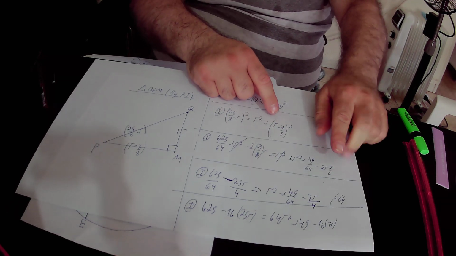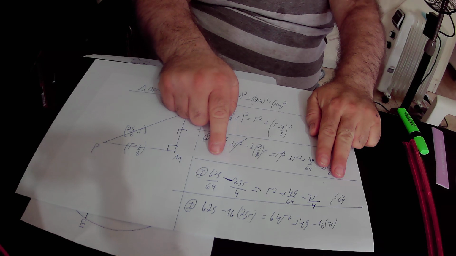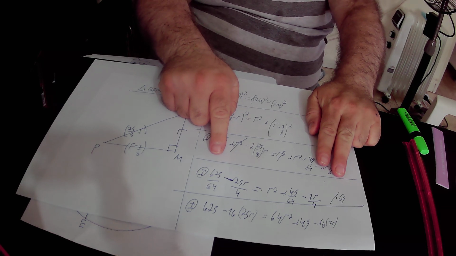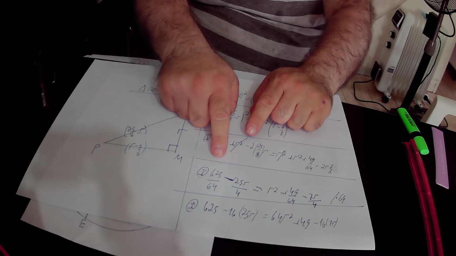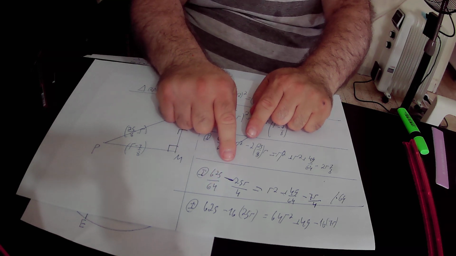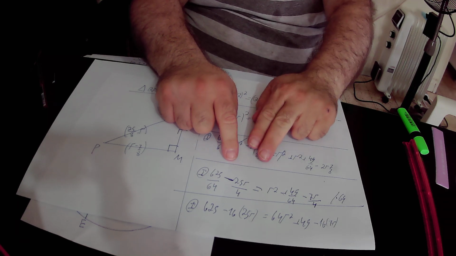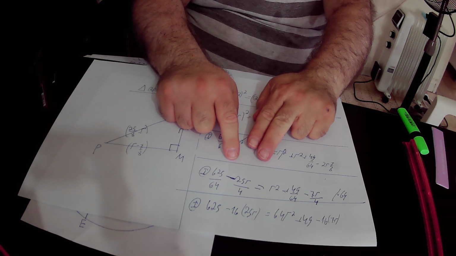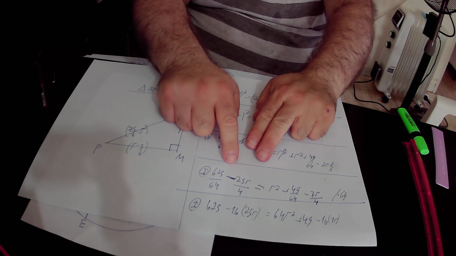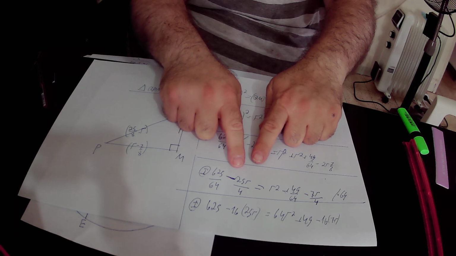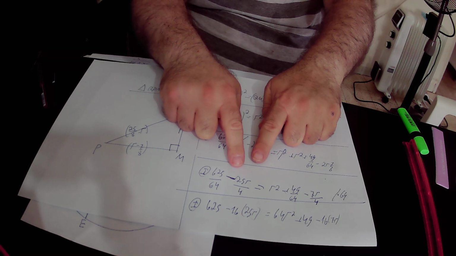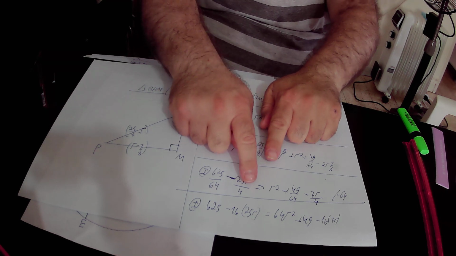Here we multiplied this equation number 1 by 64. So 625 times 64 over 64 equals 625. Here we have minus 25r over 4 times 64. It is actually minus 64 over 4, which is minus 16, so it is minus 16 times 25r. So this expression, after we multiply it by 64, equals minus 16 times 25r.